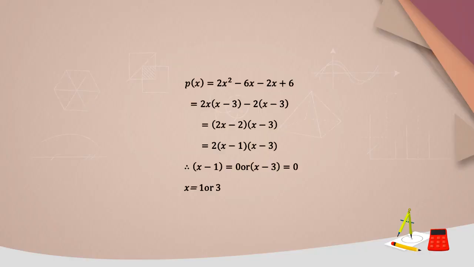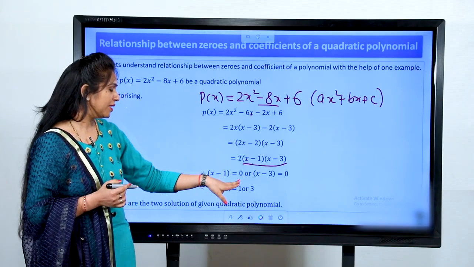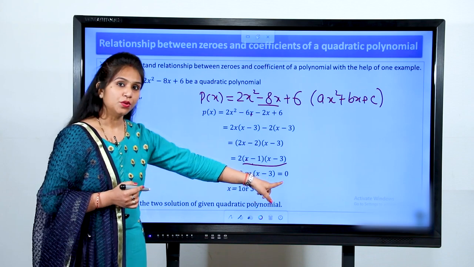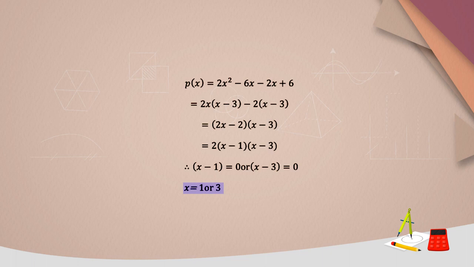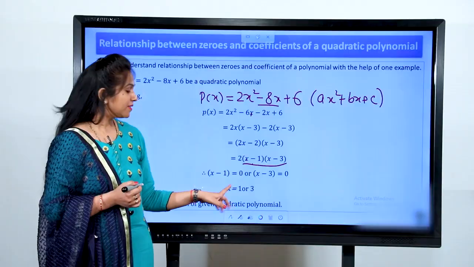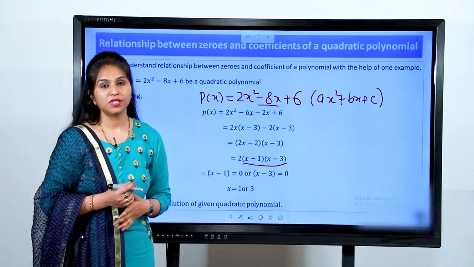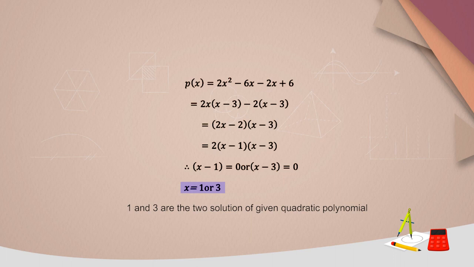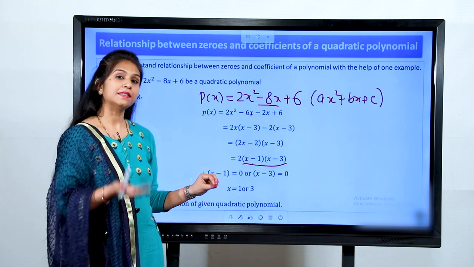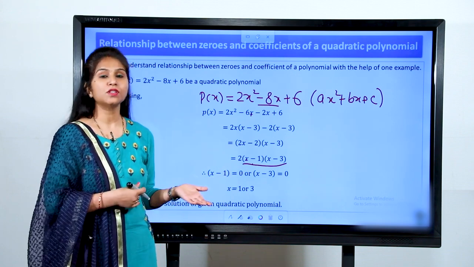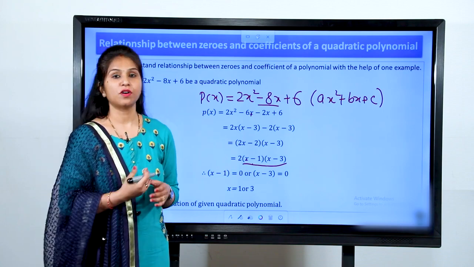Now equate both the factors one by one to 0. When you equate x - 1 to 0 and x - 3 to 0, you will see that the value of x from here is 1, and on equating this to 0, we have x = 3. So x = 1 and x = 3 are the two zeros, or the roots, or the solutions of the given quadratic polynomial. Now by using this factorization, we got two zeros.